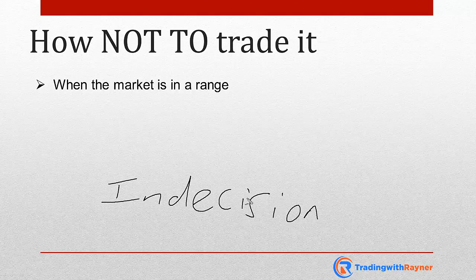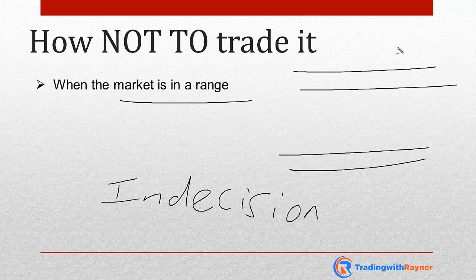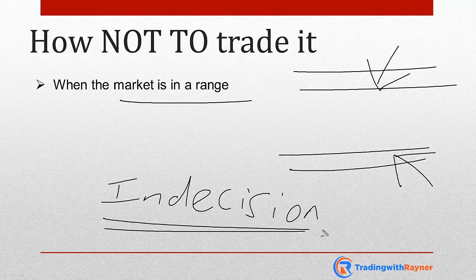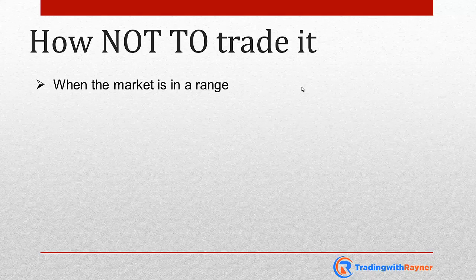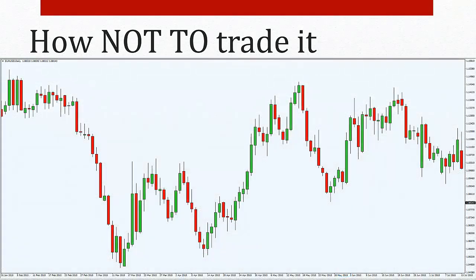So if you're going to trade an inside bar when the market is in a range, what are you trying to do? When the market is in a range, it is undecided whether it wants to break above the resistance or break below the support. A range market is where the market is undecided about where it wants to go as of now. So it's in a range, it's in equilibrium, and the inside bar represents indecision as well. If you were to take these two together and trade it, what are you going to get? Well, if you ask me, I would say that you're not going to get very favorable results.